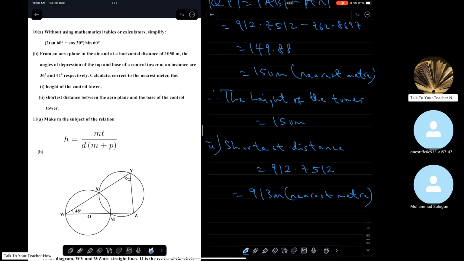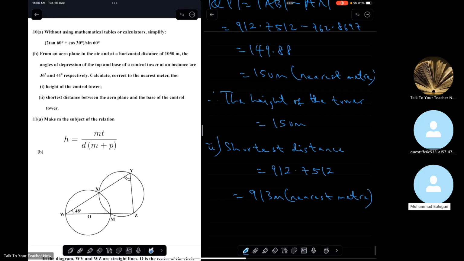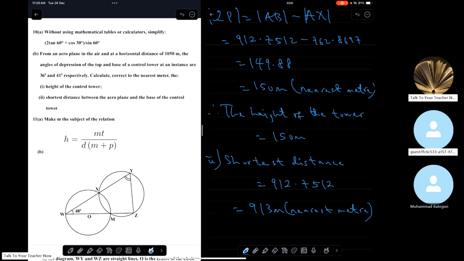Mohammed, do you have that now? You have everything now. Have you copied the first one? Have you copied the second one? I'm not finished, sir. Hurry up. Let's wait for you. Ajara, have you copied that? Yes, sir. Okay, so the second question says, make M the subject of the formula.